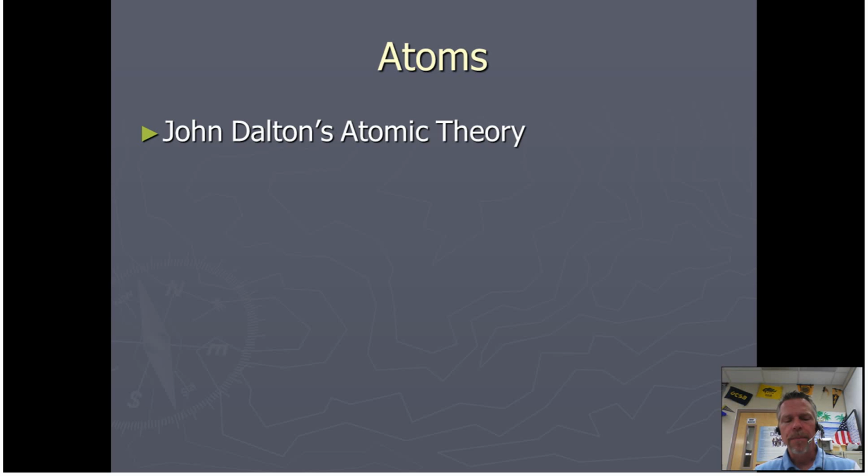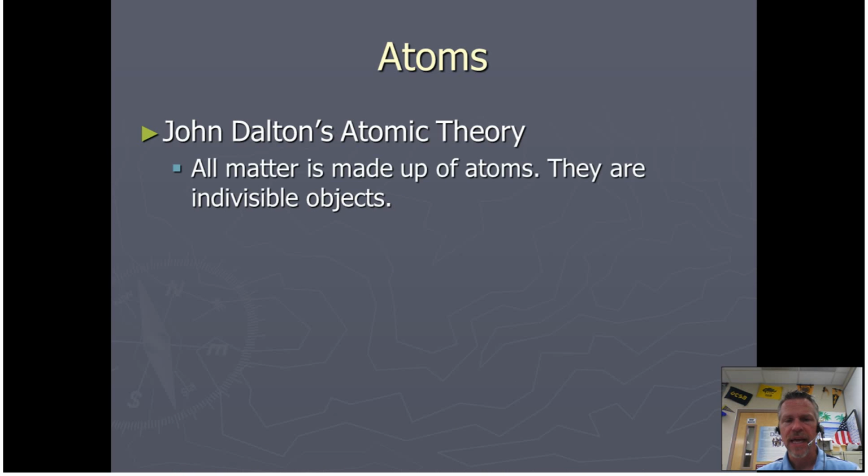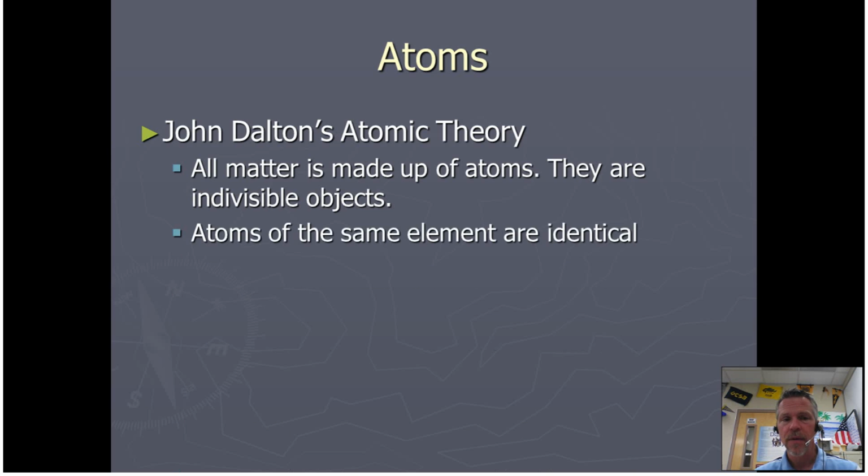Okay, so John Dalton was the first person to come up with a theory to describe atoms. It's called John Dalton's atomic theory, and it has a couple of basic tenets. The first of these is that matter is made up of atoms, and an atom is the smallest indivisible part of matter. At that point, when John Dalton was developing his theory, we didn't realize that there was anything smaller than an atom. Of course, we know now that atoms are made up of smaller things, but at the time, he didn't. Another tenet of John Dalton's atomic theory is that atoms of the same element are identical.